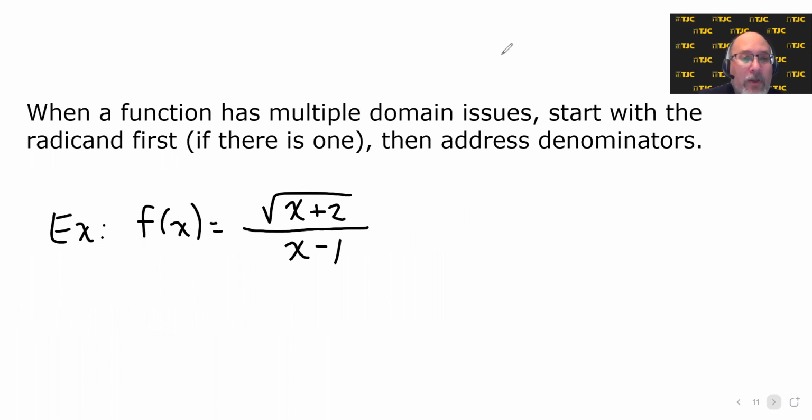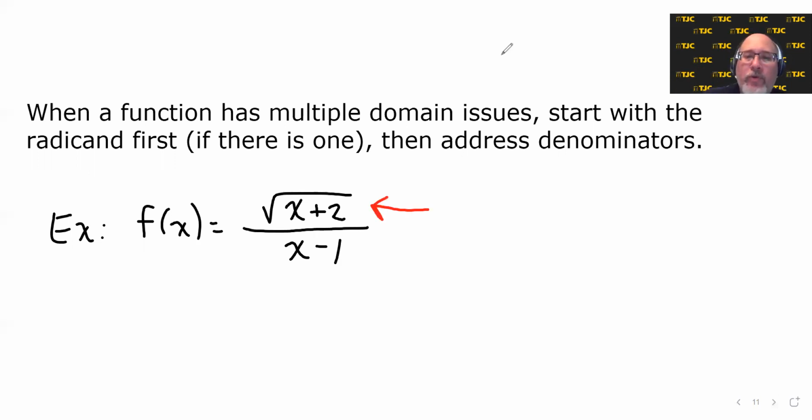For example, consider the function f of x equals the square root of x plus 2 all over x minus 1. This has both a square root and a denominator, and so the domain is going to be affected by both. Let's start with the square root.